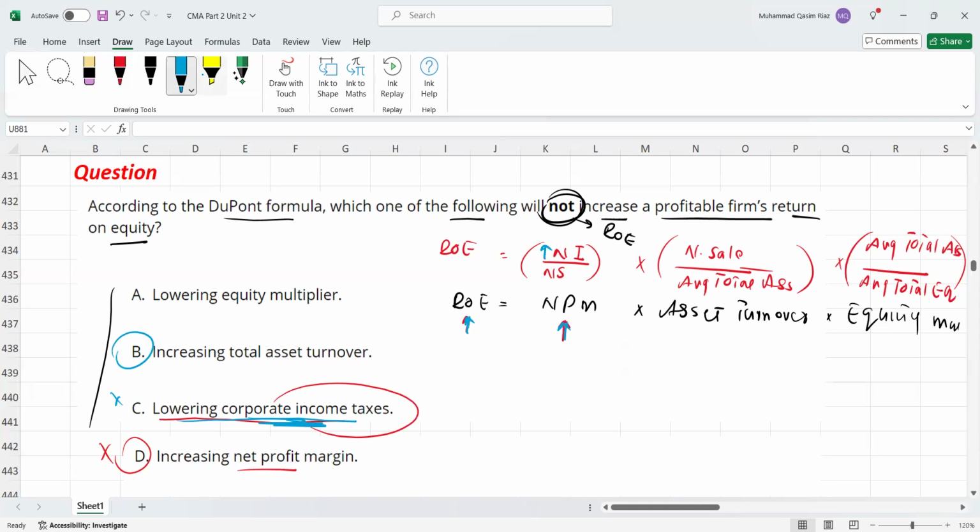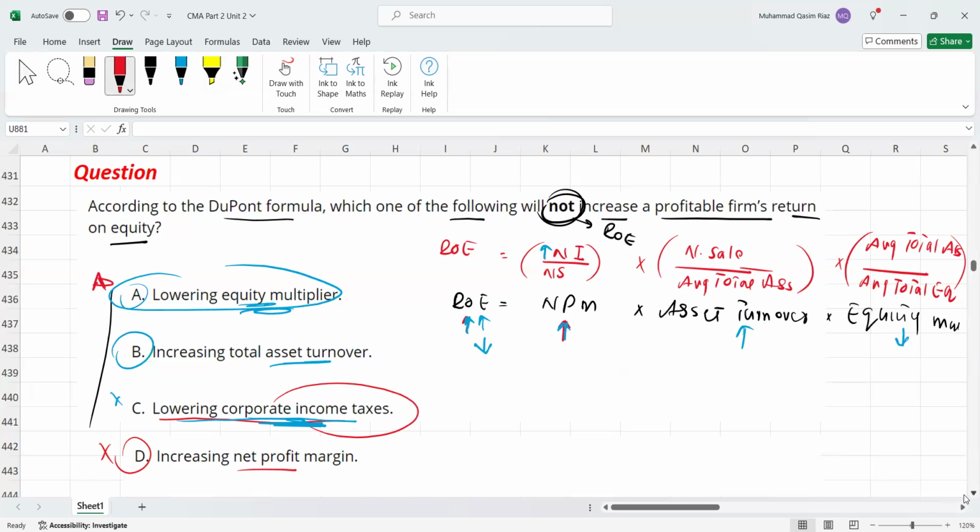Then what? Increasing total asset turnover ratio. Yes, if asset turnover ratio increases, return on equity will also increase. So this is also not the option. Next, lowering equity multiplier. Yes, if the equity multiplier is less, return on equity will be less. So this is the answer of the question, because the question was which will not increase the return on equity. If you reduce the equity multiplier, it will not increase the return on equity. So this is the answer of the question, guys. So A is the answer.